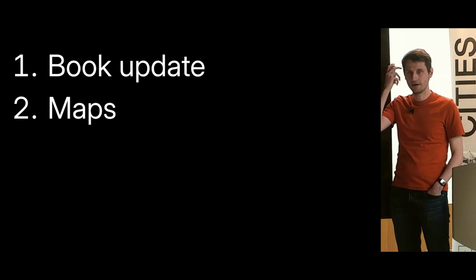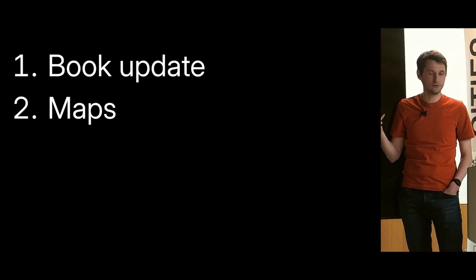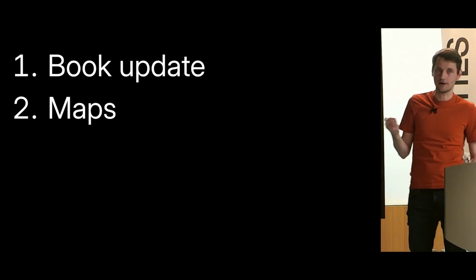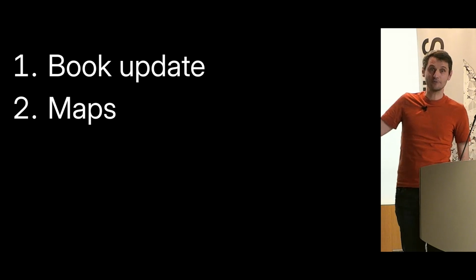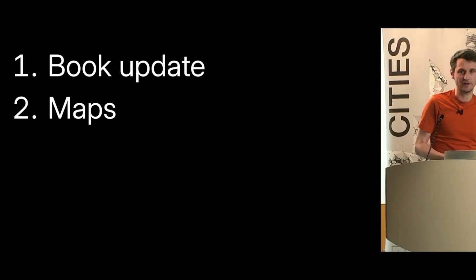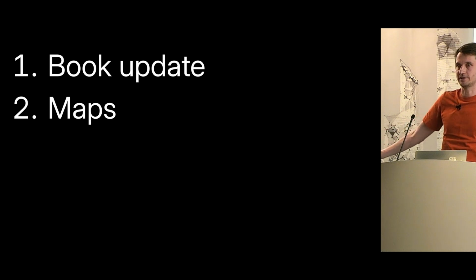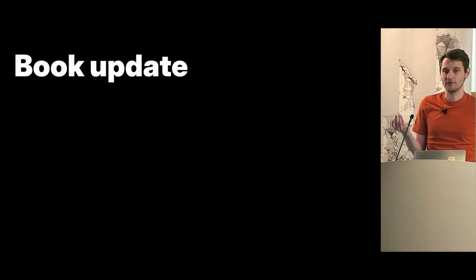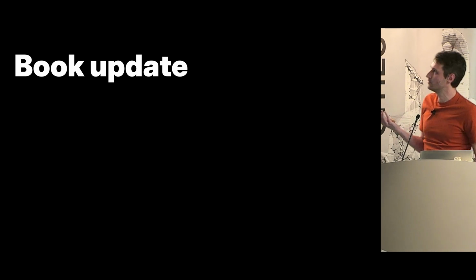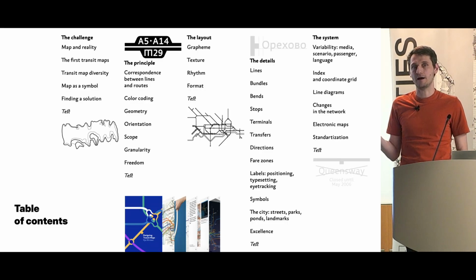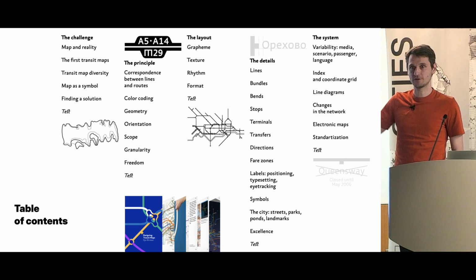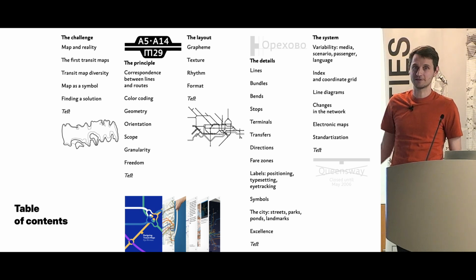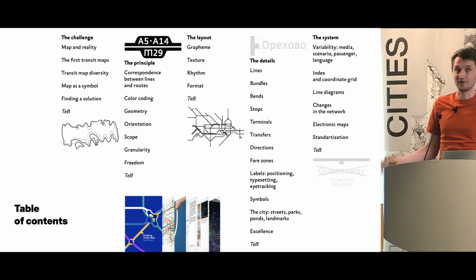So today I want to do two things. I want to give you an update on the book, how it's doing, and talk about maps. I will show you several maps that I was working on in the recent years and highlight some details that I find interesting. So for those of you who don't know, I have written a book, Designing Transit Maps, and I believe it's the most comprehensive, the deepest book on transit map design on Earth.